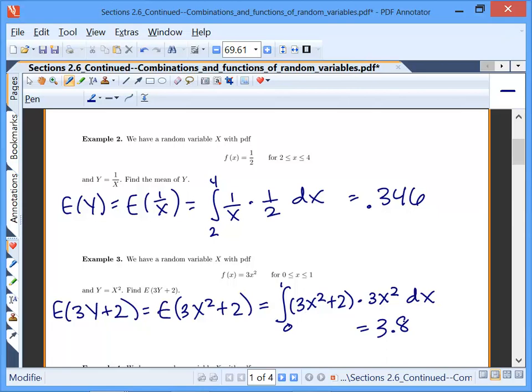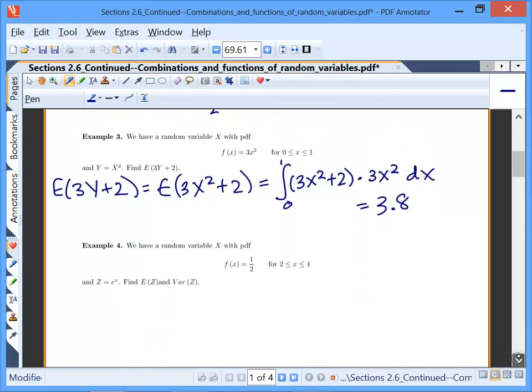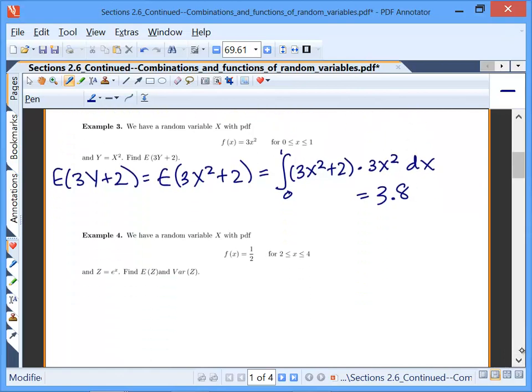So are you seeing the pattern? If I ask you on the test to find me the expected value for something that looks strange, all you have to do is put what you want to find times the PDF, and just integrate. So it's really not that bad, right? They try to make it sound complicated.